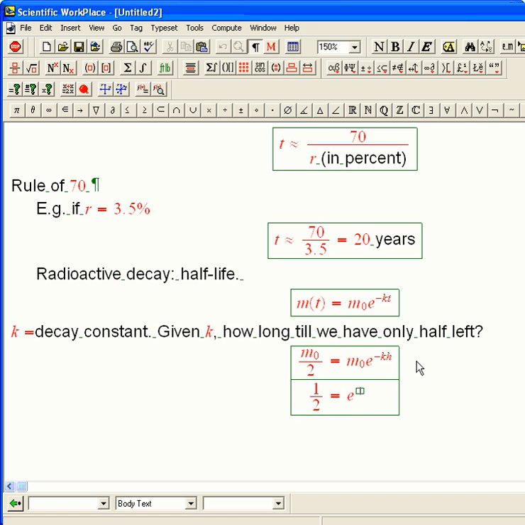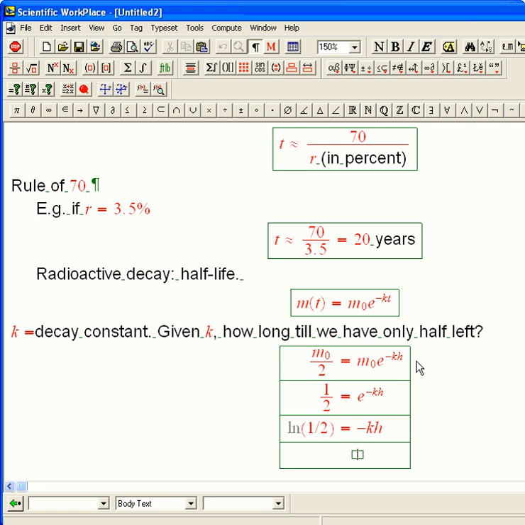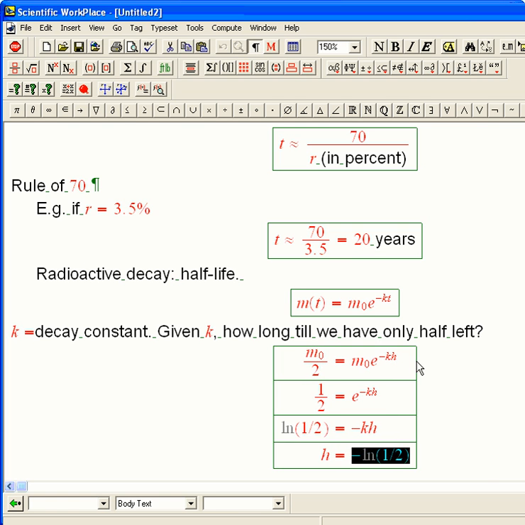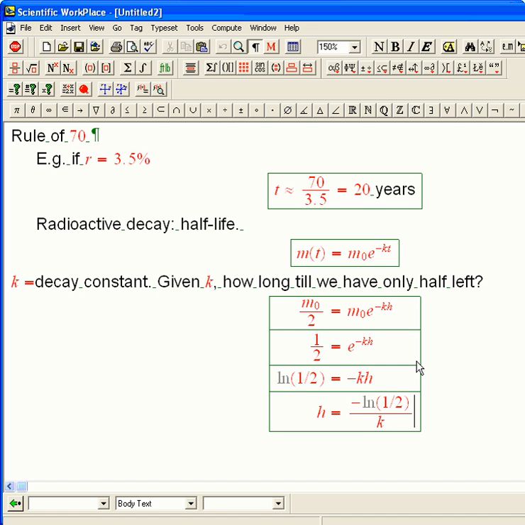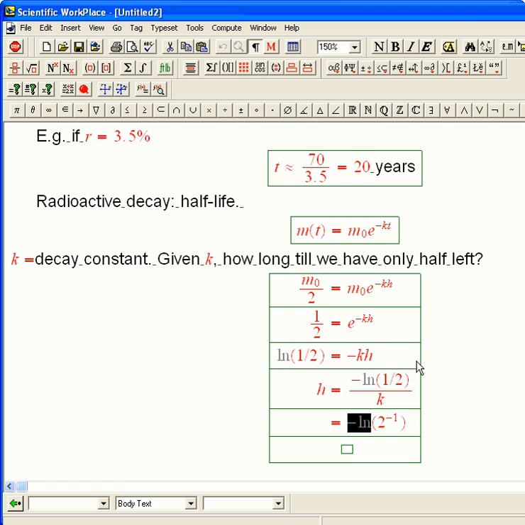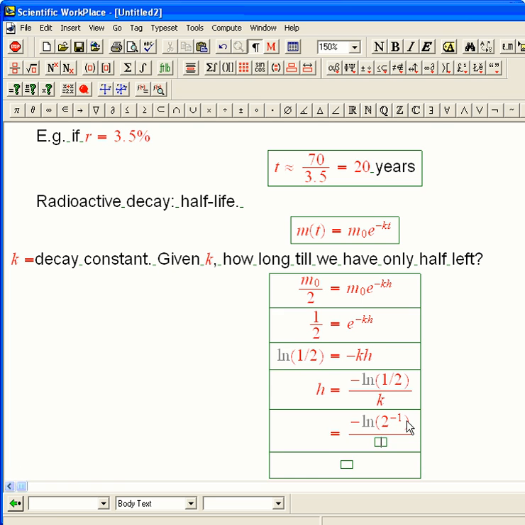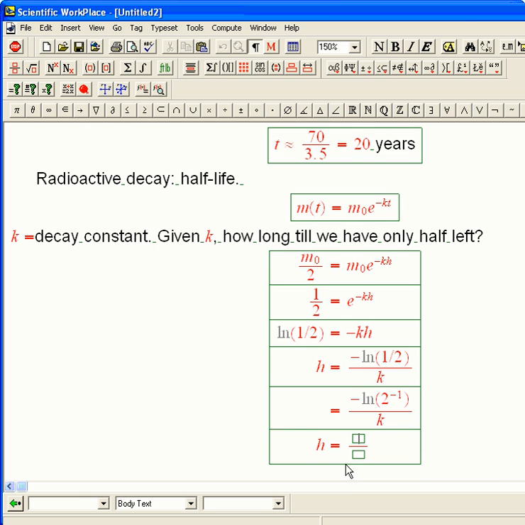Okay, so the m naughts cancel right away. We get 1/2 equals e to the minus kh. We use logs to strip that off, and so we get ln of 1/2 equals minus kh, or h equals minus ln 1/2 over k. It looks a little awkward, and you could use it in this form, but we're going to discover there's a better way. That's equal to minus ln of 2 to the minus 1, all over k. One of the rules of logs is the minus 1 can come down and cancel that, and we get exactly the same rule, except with different letters, as for the doubling time, which makes sense.